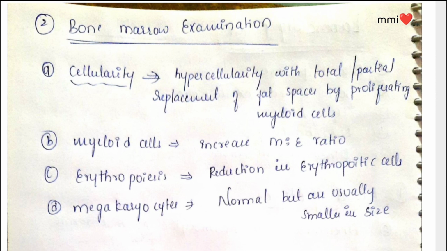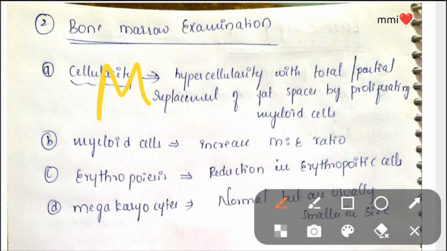After blood picture, we will go to the bone marrow examination. Cellularity: hypercellularity with total or partial replacement of fat spaces by the proliferating myeloid cells. Here the myeloid cells are continuously multiplying, therefore even the fat is replaced by these cells. Next, myeloid cells increase the myeloid to erythroid ratio. Remember myeloid to erythroid.